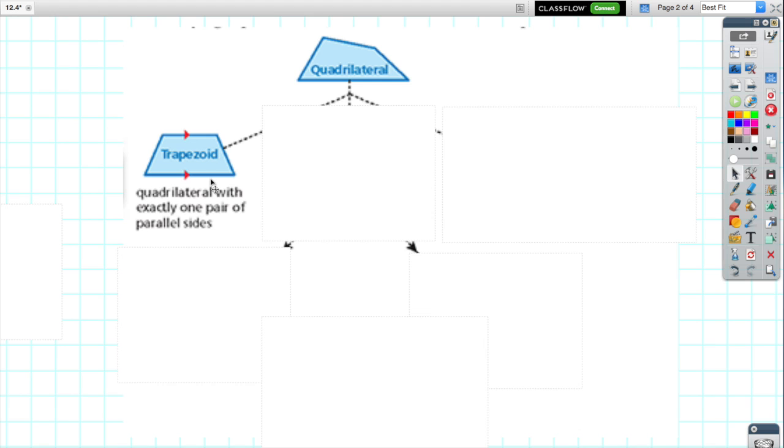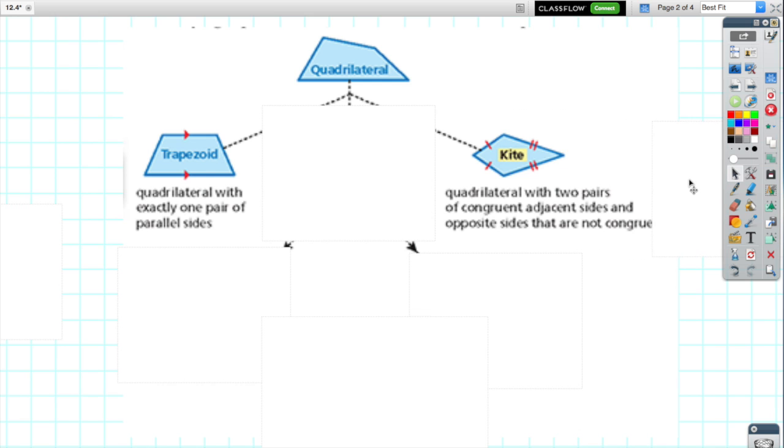Okay. Now, over here, we get something called a kite. And you can see why they call it a kite. It looks like one of those old-fashioned kites you see in a show, or maybe you've flown one yourself, where this pair of adjacent sides and this pair of adjacent sides are congruent.